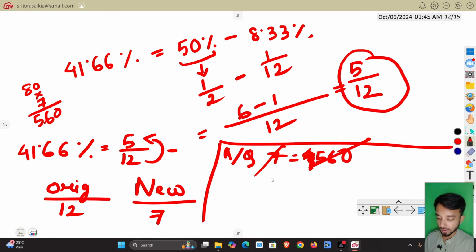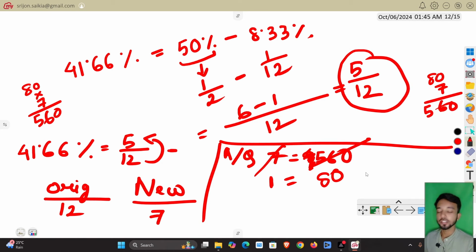So if we divide by 7, what will we get as the value of 1? We will get the value of 1 as 80, because 80 into 7 is 560. Right? So the value of 1 is 80.